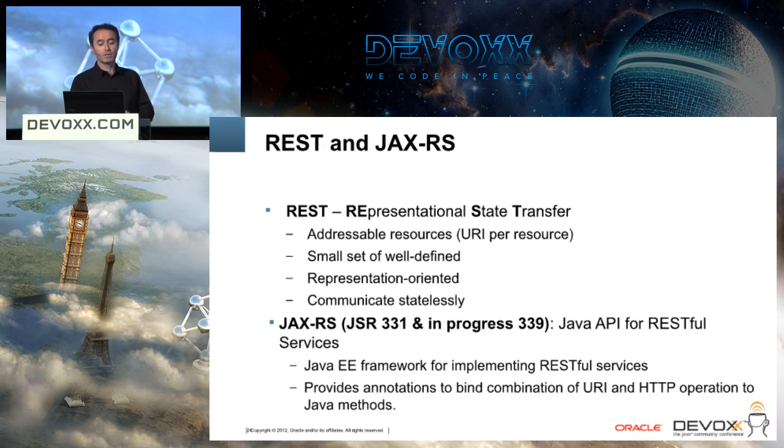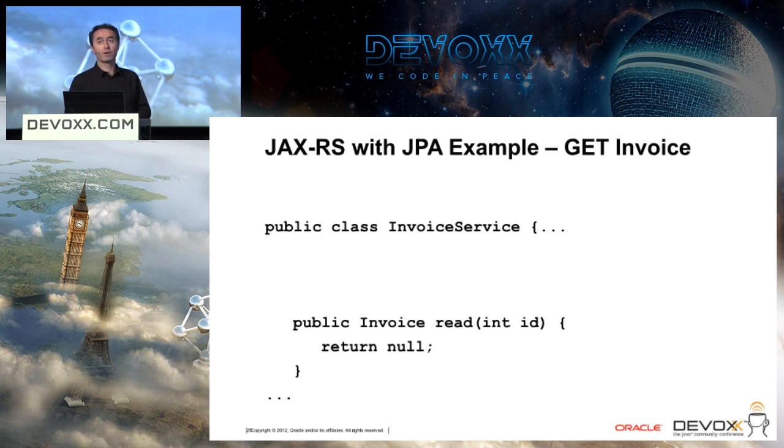And so this is, of course, JAX-RS, covered by the standard 331, and then currently they're working on 339 for JAX-RS 2. And let me give you a quick walkthrough. So here's how you do it without our extensions, or without EclipseLink JPA-RS.